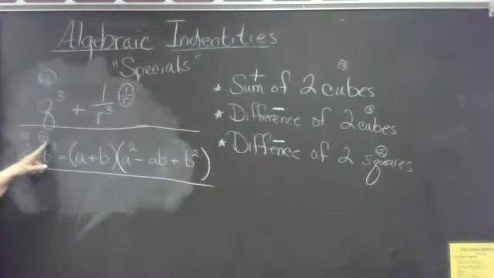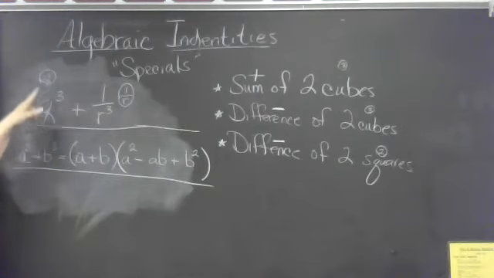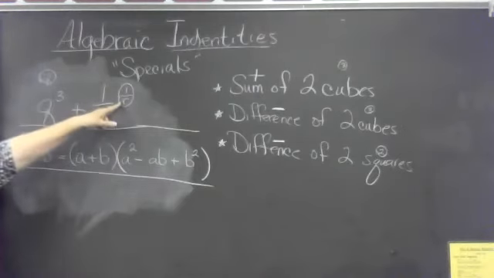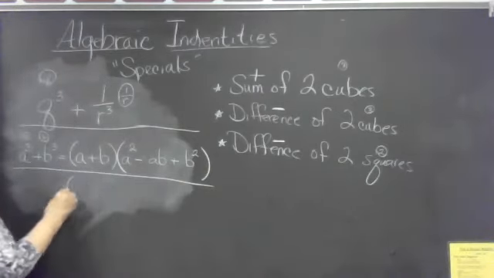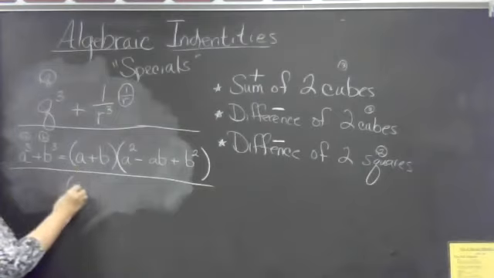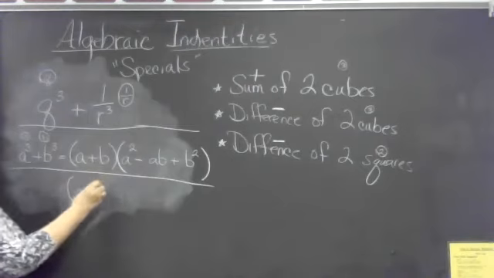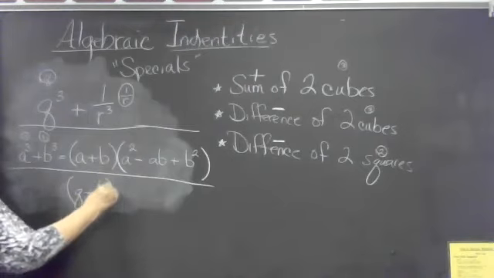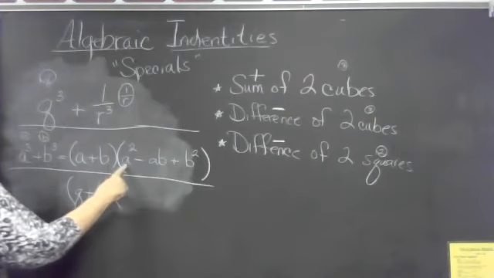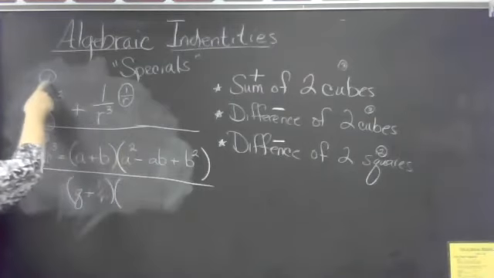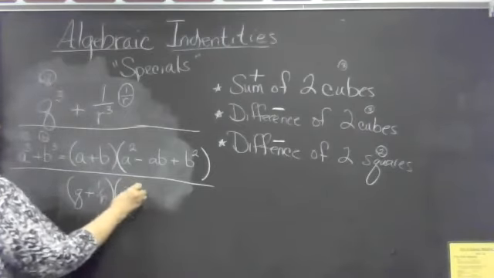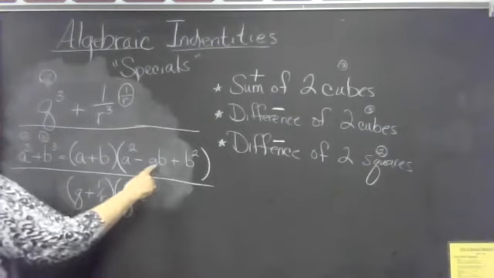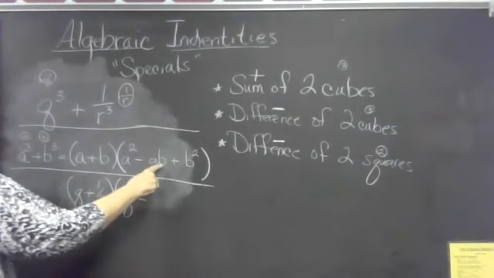Now, the A and the B are the first number, second number. First number, second number, okay? So right here, we're going to factor this way. First number, Q, has a plus sign. Second number, 1 over R. First number squared. Here's first number, Q squared minus, multiply first number and second number.